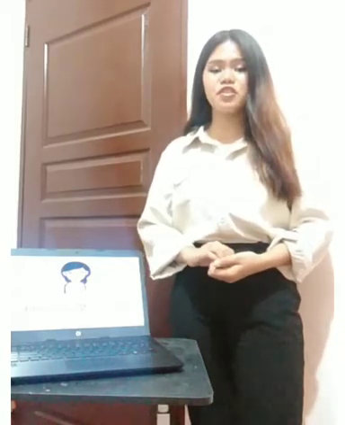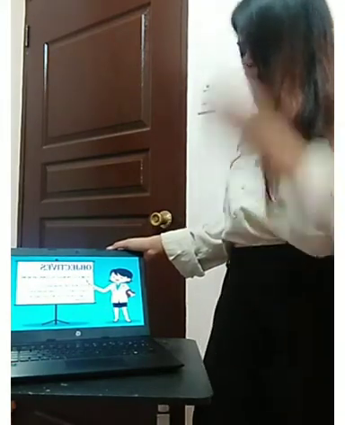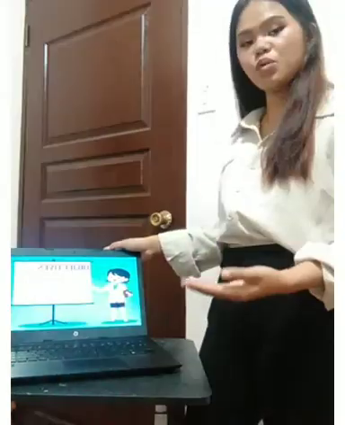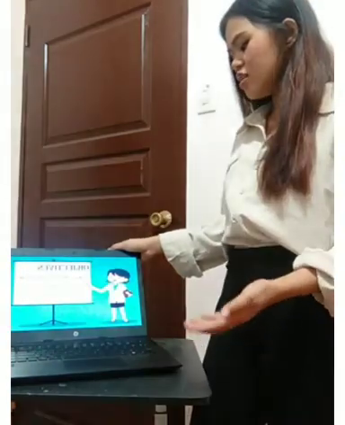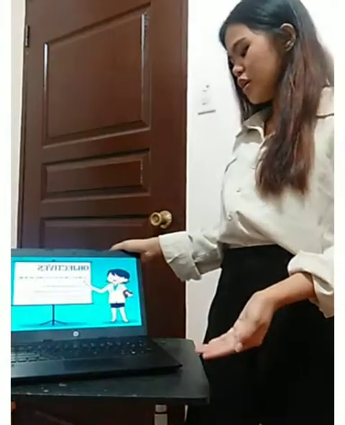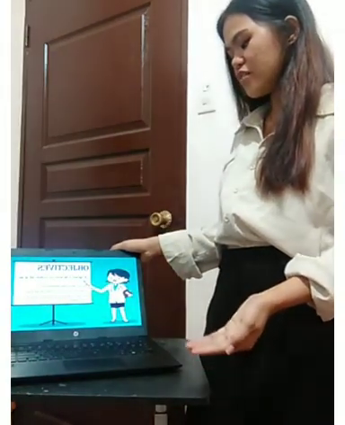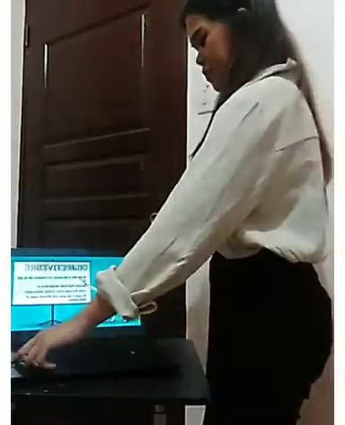So our topic for today is all about body temperature. Our objectives are, at the end of the lesson, the students will be able to, first, discuss what body temperature is. Second, know the importance of body temperature. Third, and last, recognize the ways and the different types of thermometer.